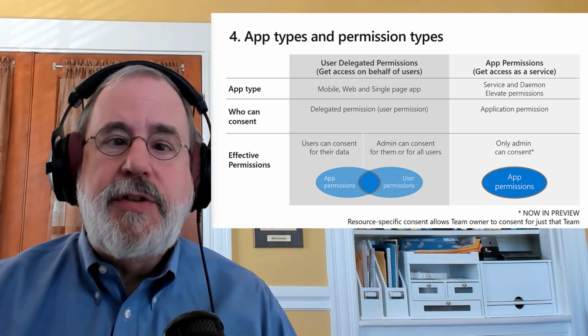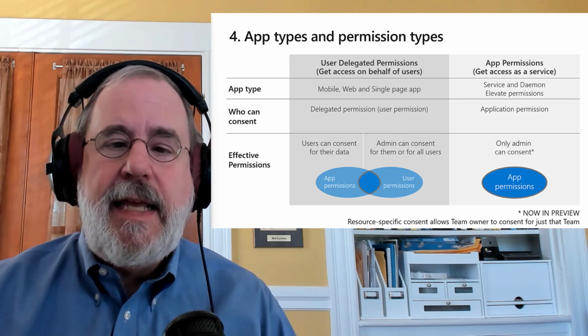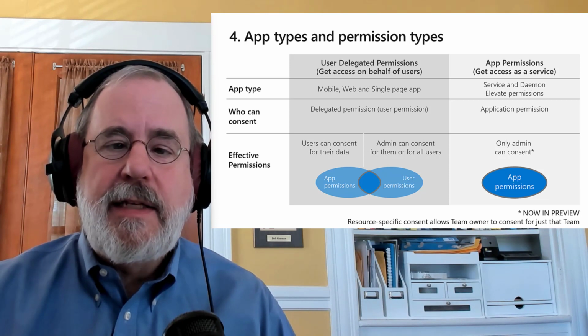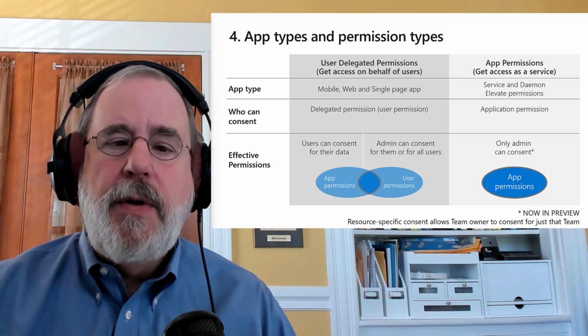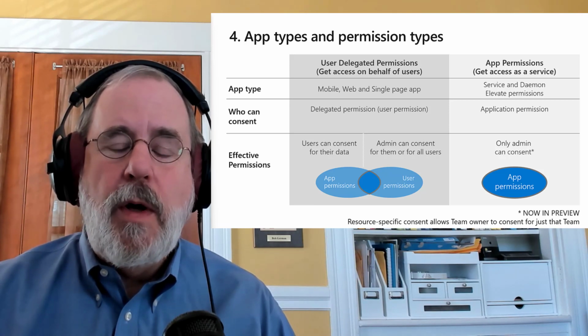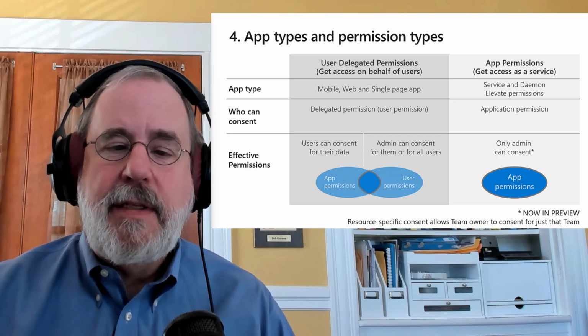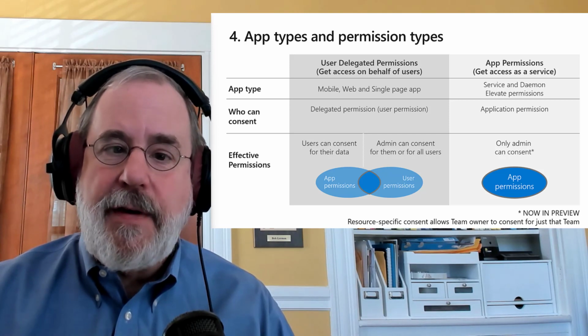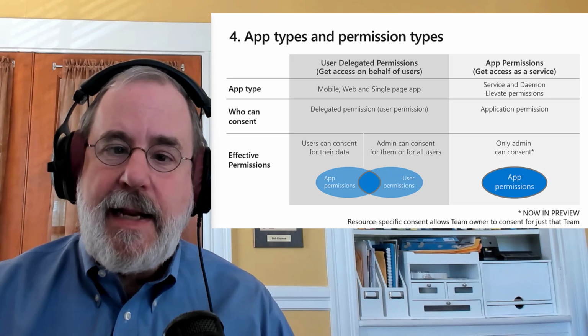Your effective permissions under delegated permissions is the intersection of what the user can access and what the app can access. For instance, suppose that Alice has access to Teams 1, 2, and 3, and the app has Files.Read permission. When the app is running under Alice's login, it's going to be able to read the files in Teams 1, 2, and 3. Make sense? It's just the intersection. It can't write the files because the app only has read access.